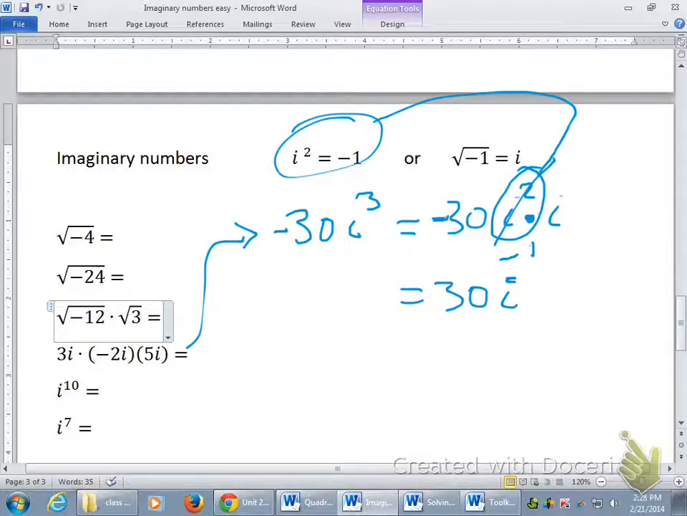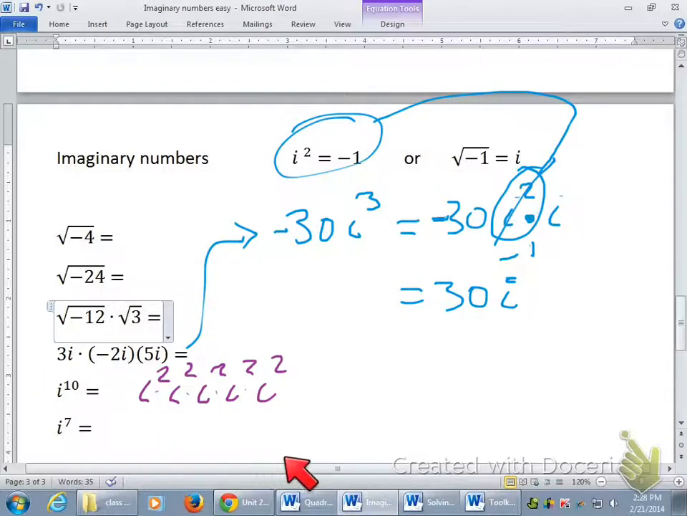i to the 10th. I need to simplify that. It's 5 i squareds. Does that make sense, what he said? i to the 10th is the same thing as, I'm going to do it the long way. You can do it the short way. I'm going to say it's the same thing as i to the second times i to the second, i to the second, i to the second, i to the second. That's very ugly. Sorry about that. But is that true? All of these together do give me i to the 10th, don't they?